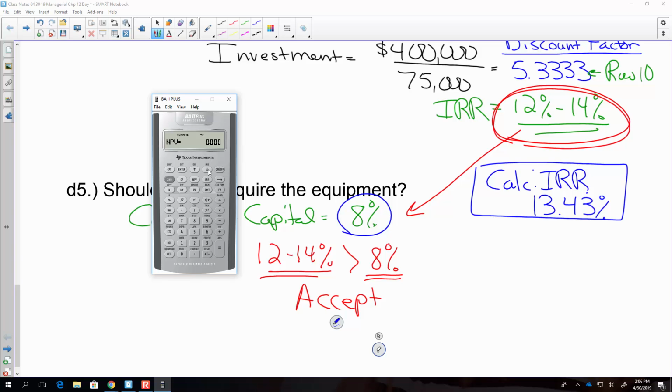Is the net present value going to be a positive number or a negative? It should be positive, right? Because my internal rate of return is greater than the 8%. So if I hit compute here for net present value, I get a positive $103,000.